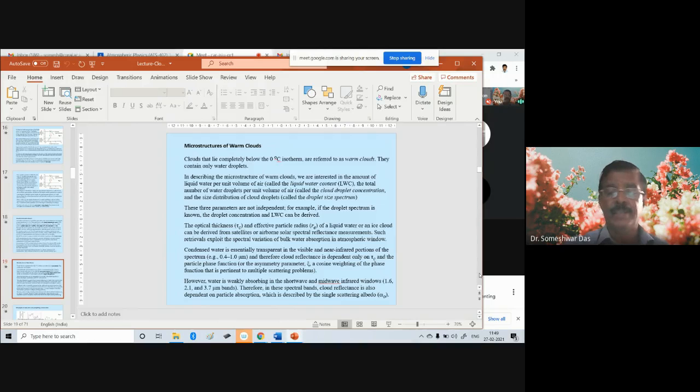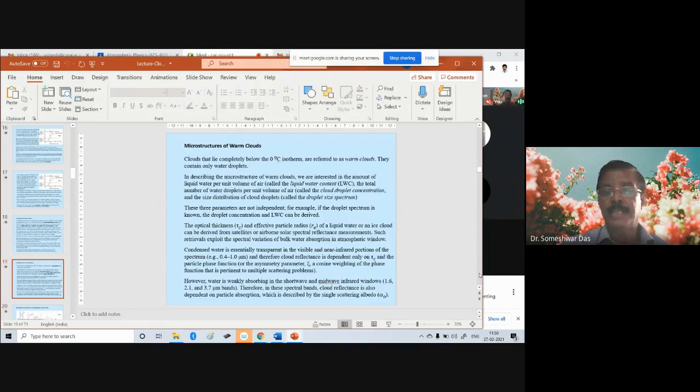We said that the most important parameters for cloud microphysics are, one, cloud liquid water content; number two, the cloud optical thickness; the effective radius of the particles; and the cloud droplet concentration. So these are the important cloud microphysical parameters which identify the contents of the clouds, depending on the types of the cloud.